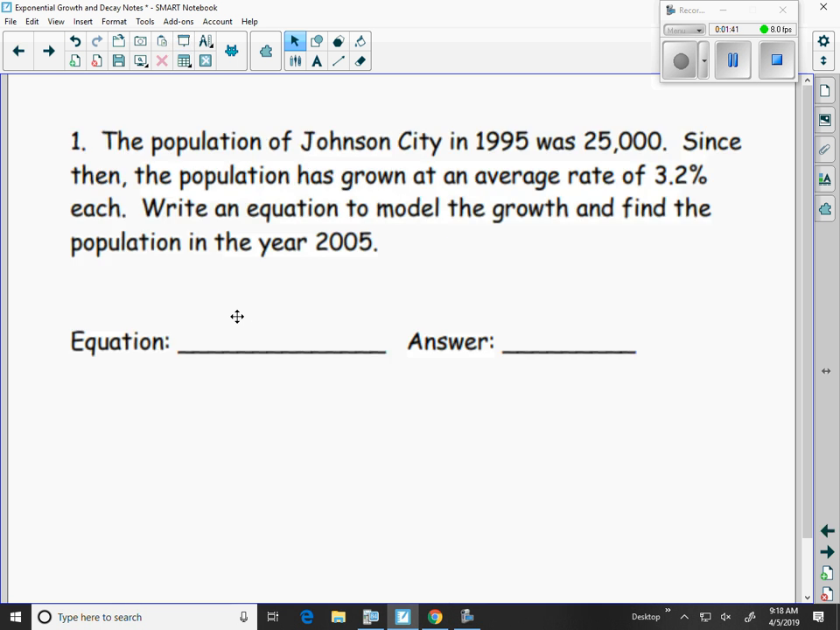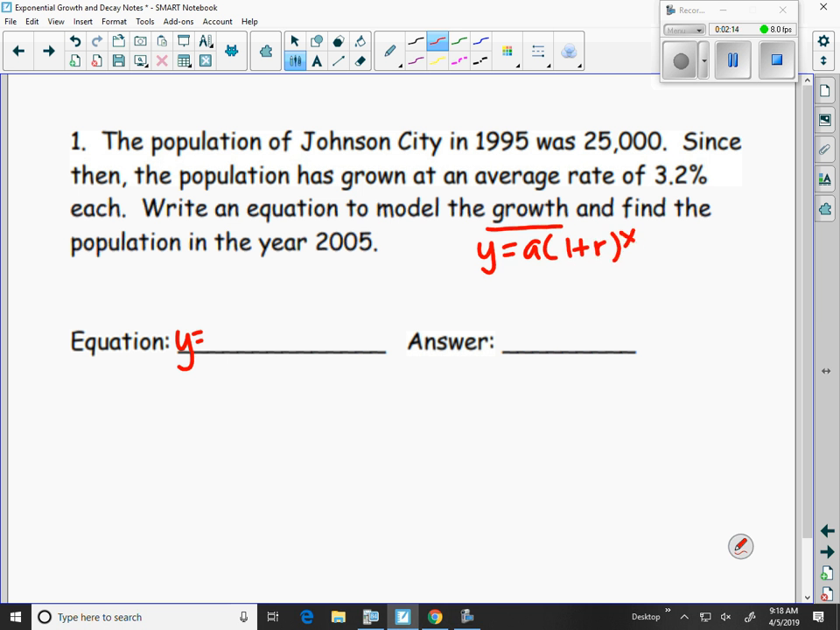All right, so let's look at question number 1 on the left-hand side. The population of Johnson City in 1995 was 25,000. Since then, the population has grown at an average rate of 3.2% each year. Write an equation to model the growth and find the population in 2005. So, if we want to write our equation, we have our y equals. We're using the general form for growth, which is that guy there.